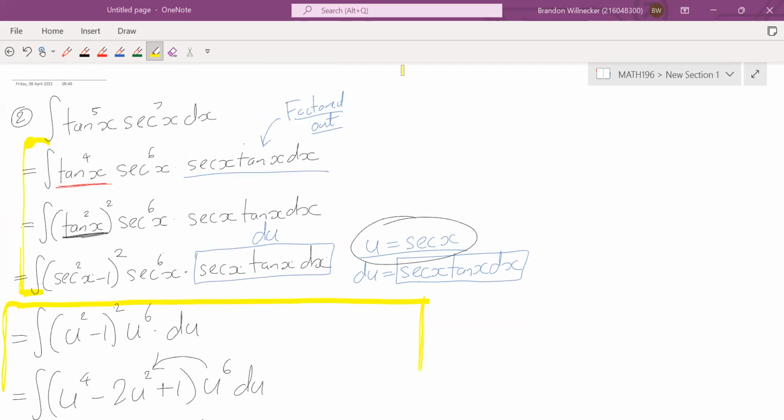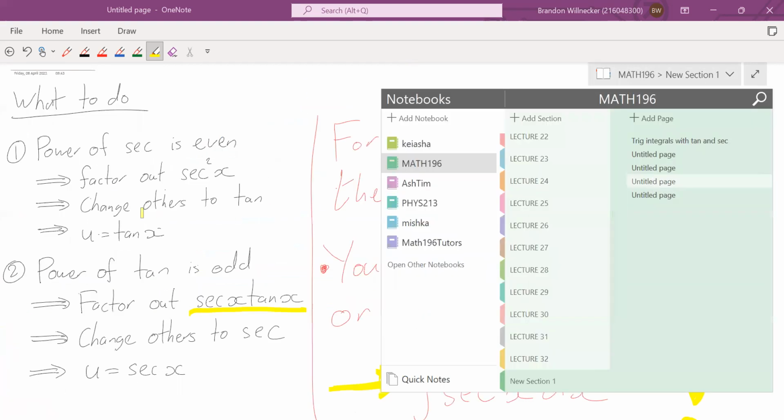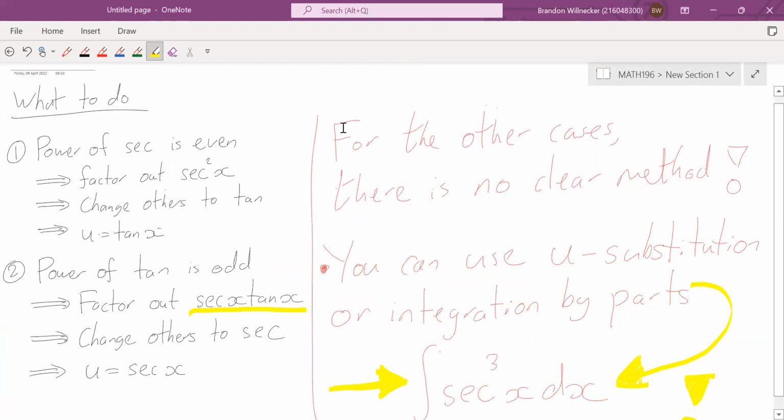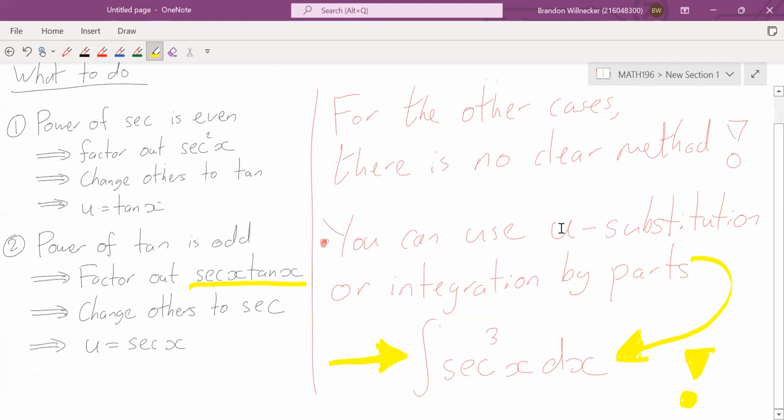Okay, any questions on this one? Okay. So again, this is one of the methods that we can actually use, one of the 2 cases. I'm just going to show you another example here for something that is not part of these cases. In other words, something like sec with an odd power, so sec cubed. We're going to take a look at that.